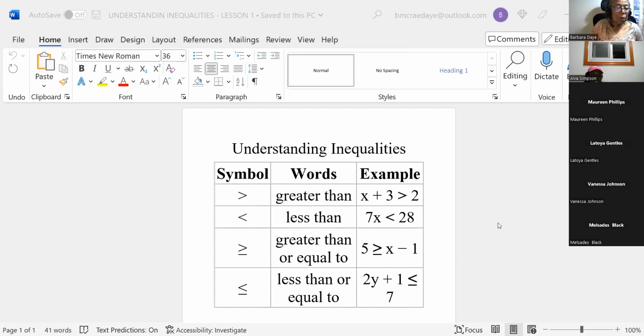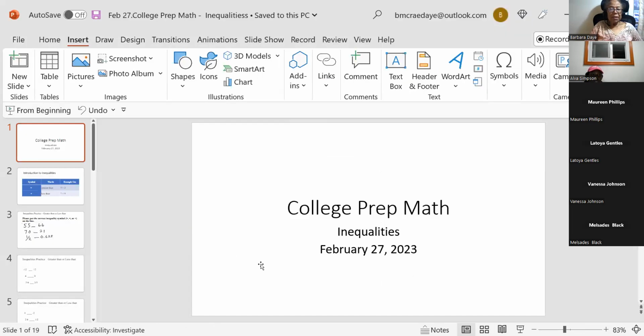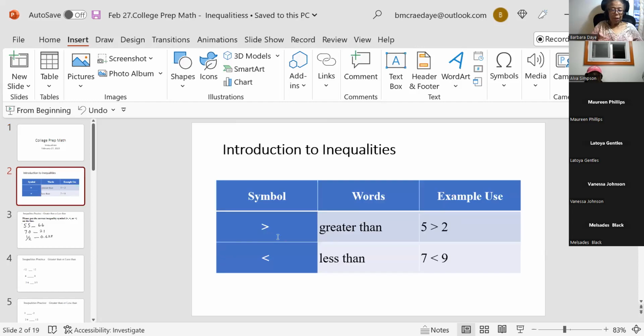Okay. Here we are. Does everybody see College Prep Math Inequalities, February 27th? Yes, Miss Barbara. Okay, so let's get started. As I said, today we will be doing just the greater than and the less than. We'll look at the greater than or equal, less than or equal later. All right. There's the greater than symbol.